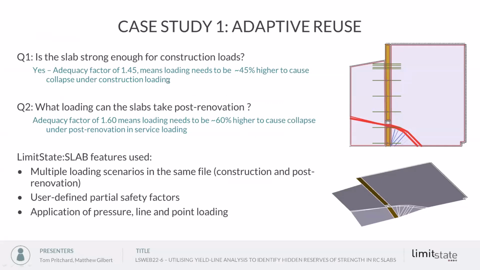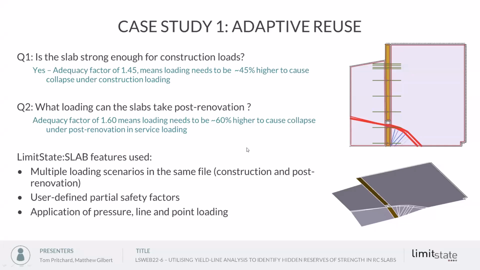what's that all mean for us? So firstly, question 1, is the slab strong enough to carry these construction loads? So for load case 1, we saw that we had an adequacy factor of 1.45, and that means that the loading needs to be about 45% higher to cause collapse under those construction loads. So the answer to that is yes, we can carry those construction loads. Secondly, what loading can the slabs take post-renovation? And the adequacy factor there of 1.6 means that the loading under those circumstances needs to be about 60% higher to cause collapse under those post-renovation in-service loading.